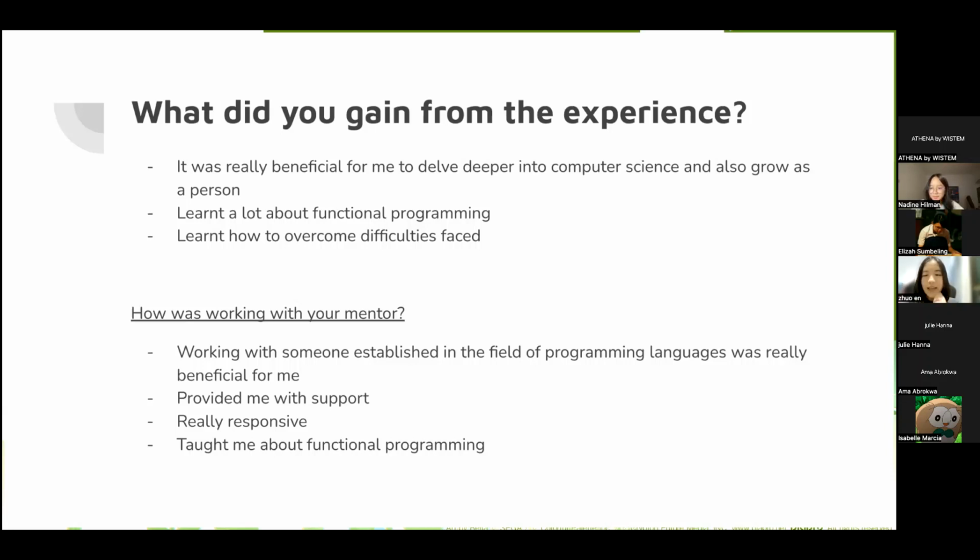As for my mentor, working with someone established in the field of programming languages was really beneficial for me as he provided me with lots of support. Honestly, I probably wouldn't know how to tackle more than half of the problems I faced without my mentor. He was also really responsive, although I know that they typically have a tight schedule, which I'm really grateful for. My mentor really helped me understand my mistakes and taught me about functional programming. Previously, I only had a faint idea of what functional programming was, but after the guidance of my mentor, I feel a lot more comfortable with functional languages and what they entail.